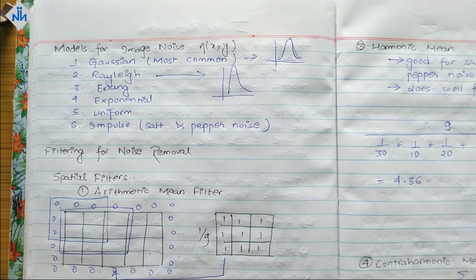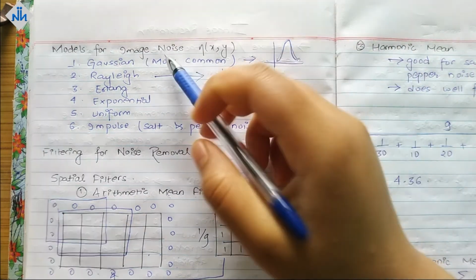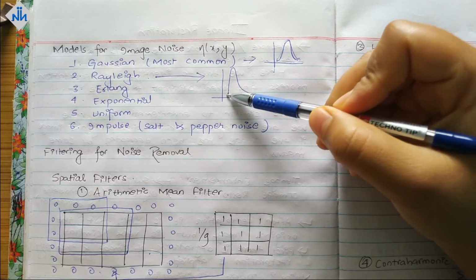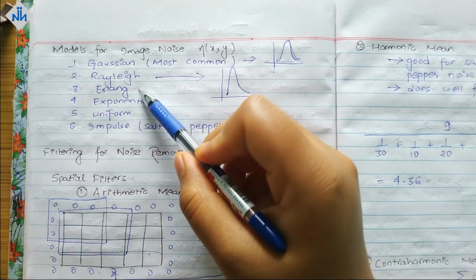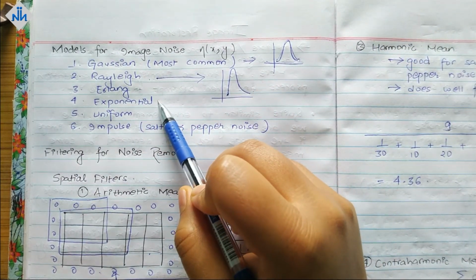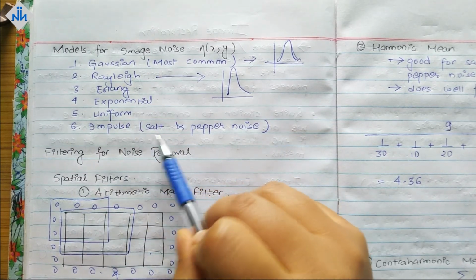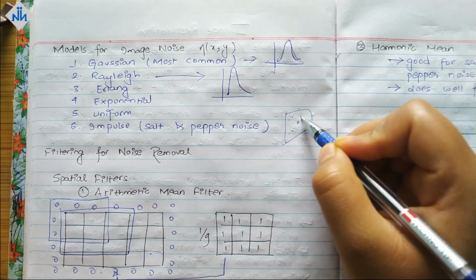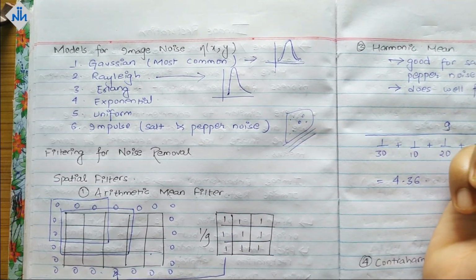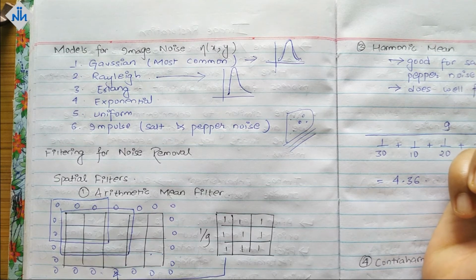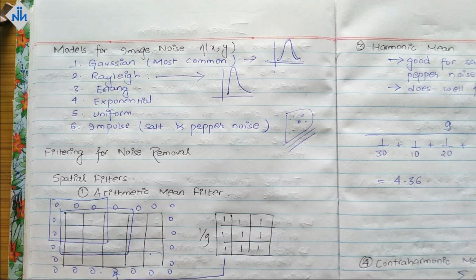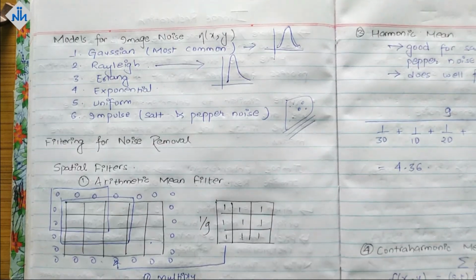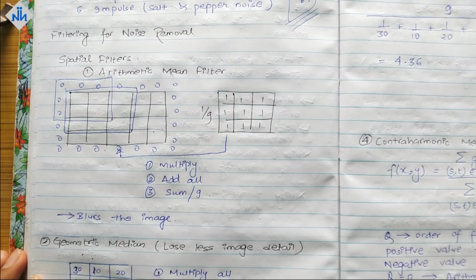by using different techniques. One of them is Gaussian, another is Rayleigh, and it looks like this. Then we have Erlang, exponential, uniform, and impulse. Impulse is salt and pepper noise. If this is our image, and something like this is added, then it is known as salt and pepper noise. There are various methods of removing this noise, and filtering is the most common one that we do.